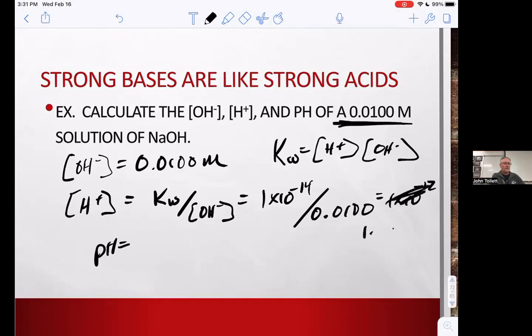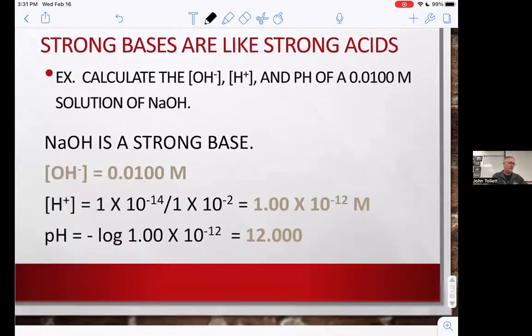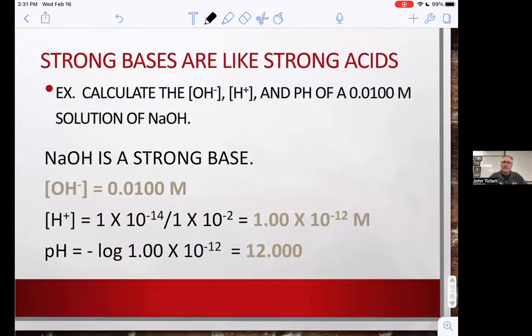Let's get rid of this and say it's 1.00 times 10 to the negative 12. So this pH would actually be 12.000 because I've got 3 sig figs here, 3 sig figs here. I need 3 after the decimal place of my pH. But anyway, I could also solve for the pOH, though they didn't ask for it. That would be 2. I'll show you the worked out stuff here. But using the Kw is the fastest way to the H plus.